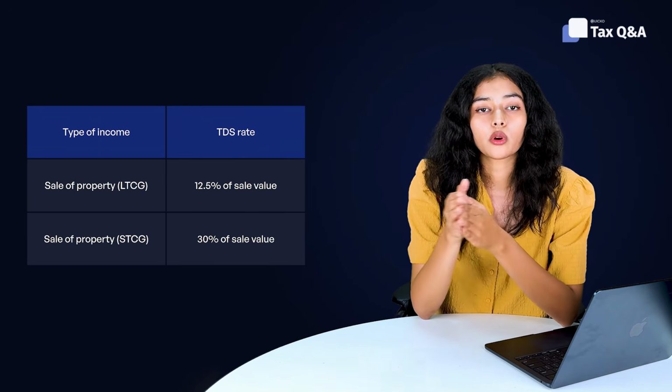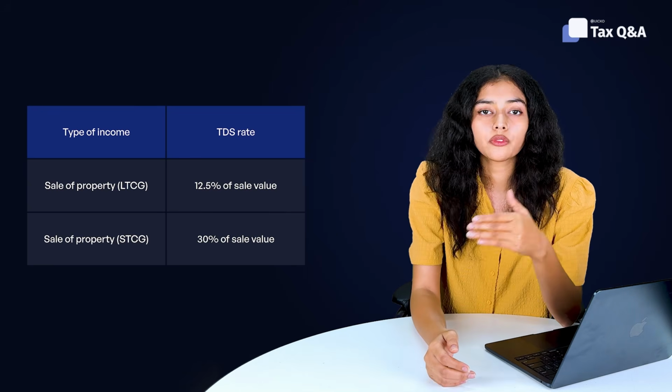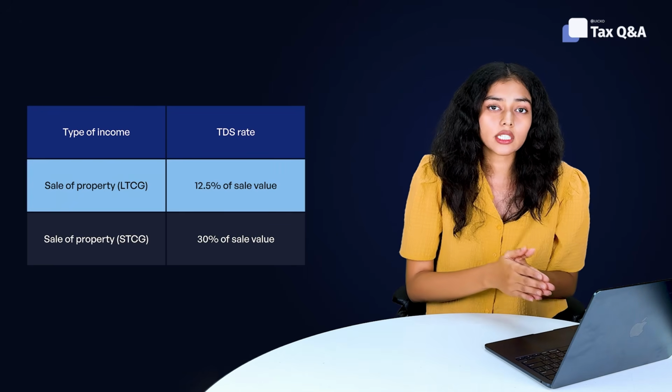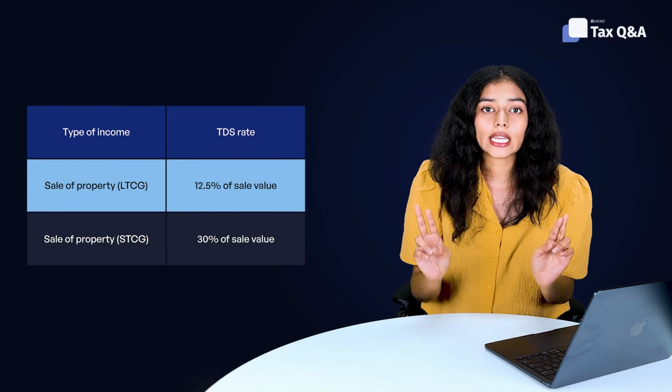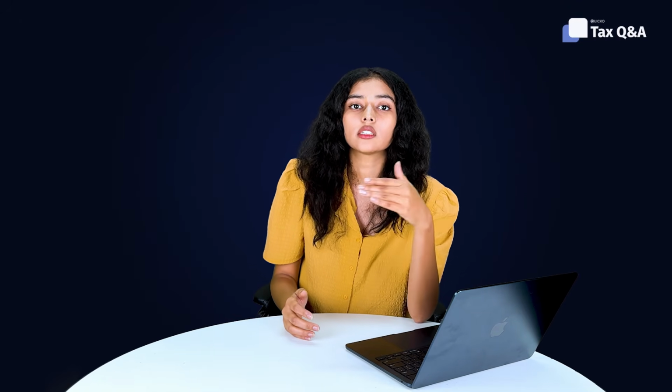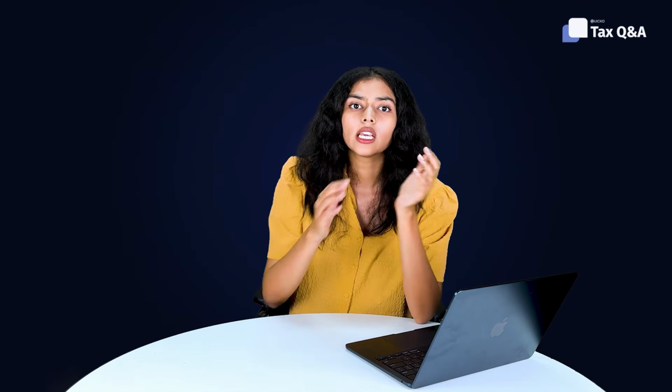Similarly, if you sell a property in India, the buyer is responsible for deducting TDS. The TDS rate is 12.5% for the entire sale value. So say you sell a house for 1 crore, the buyer deducts 12.5 lakh as TDS, even though your actual tax liability might be much less.